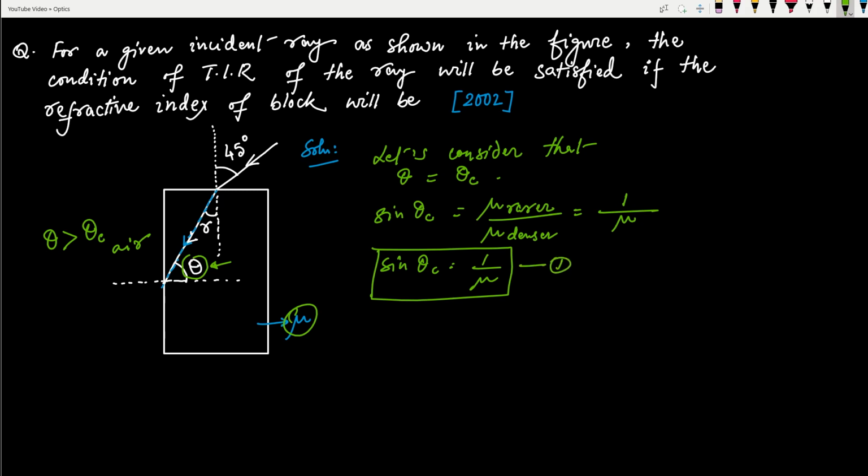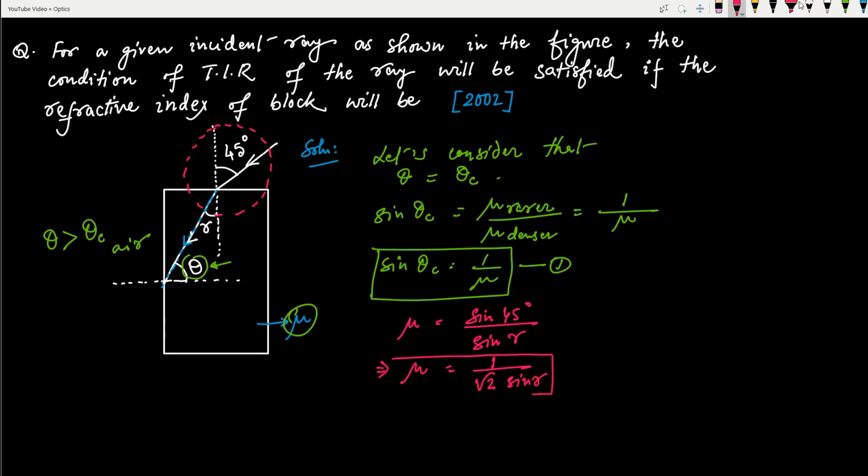So if this is the first equation, how can we find the second equation? In order to find the second equation, we'll be taking into account the concept of refraction. If we use this concept, then we know that mu, the refractive index of the material, is equal to sine 45 degree by sine r. This is basically Snell's law. So we can write that our mu is equal to sine 45, which is 1 by root 2, over sine r. This is our second equation.